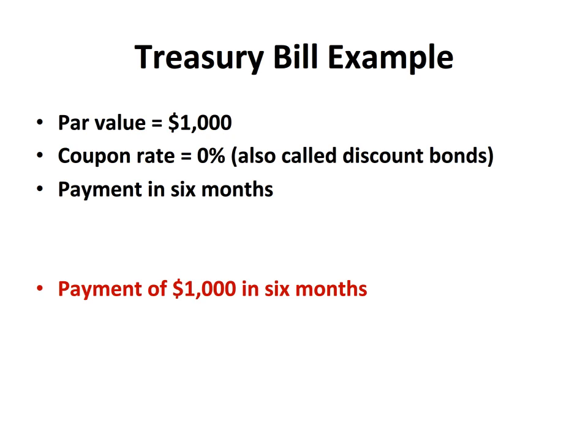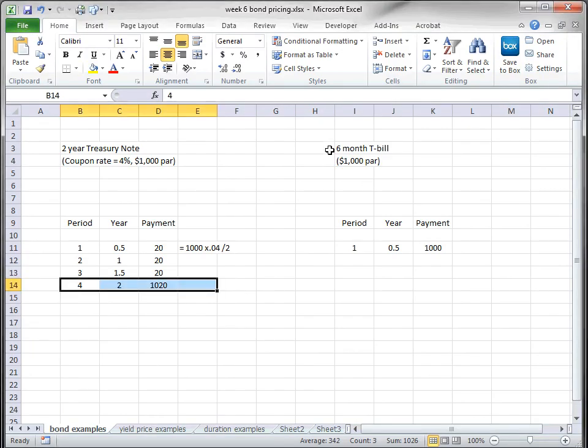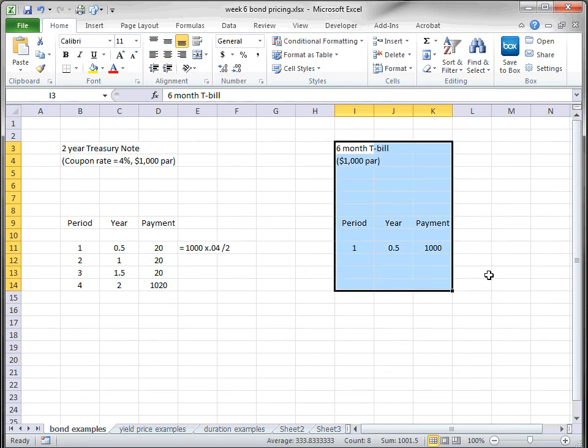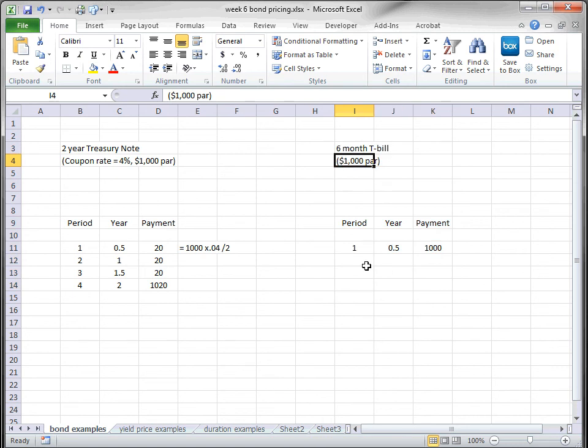These bills, or any bill without a coupon rate, is called a discount bond, and the term discount bond just means that you're going to discount the price to get the par value of $1,000 and the desired yield. In my example here, we have a payment in 6 months. So the red here, we have this Treasury bill example, and all bills will only have one payment of $1,000 in 6 months. Right over here, I give an example of the 6-month Treasury bill, and again, this is a very simple example. It has $1,000 par. We have one period, half a year from now, a $1,000 payment.